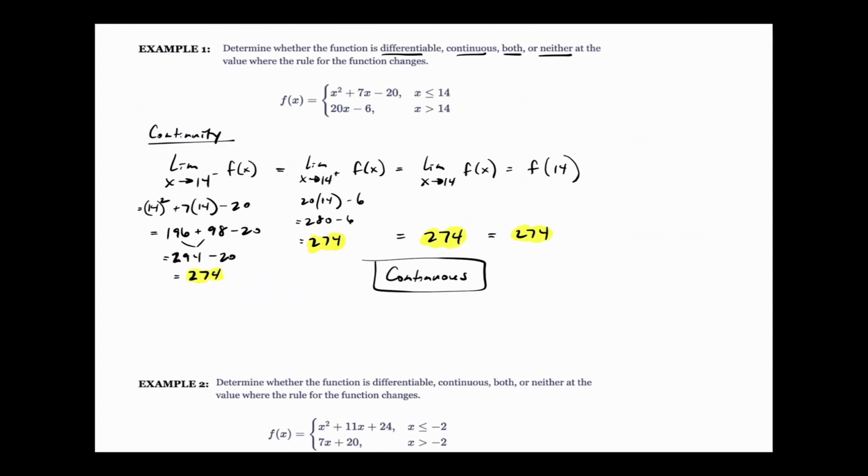Can't give myself much room. Let's see. Let me move down here.